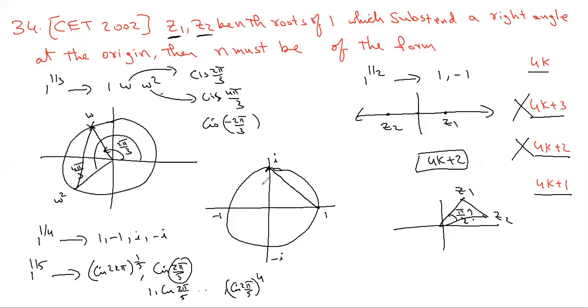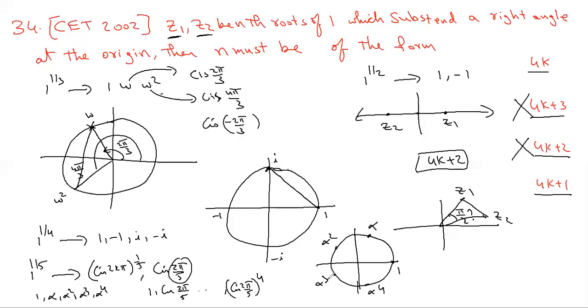These will be the roots. 2 pi by 5 is how much approximately? 2 pi is 360, divided by 5, that's approximately 72. So if you have the diagram for that, you have your Z1 here, of course, your 1 here. Let us call them 1, alpha, alpha square, alpha cube, and alpha power 4, the fifth roots of unity. Your alpha is here, your alpha square is here, your alpha cube is here, and your alpha power 4 is here.